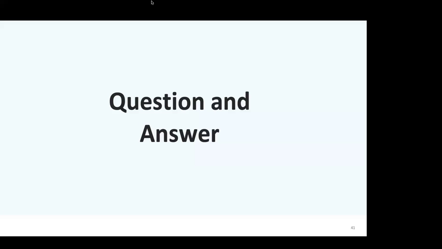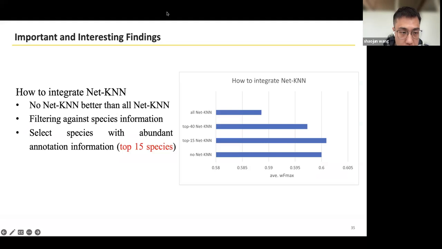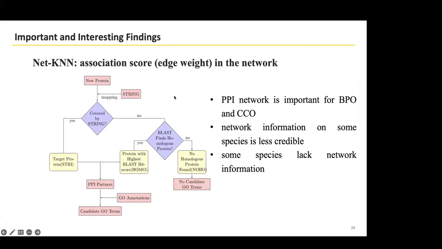Okay, so I have a question on the net KNN. You conclude that using net KNN for all species is worse. I wonder whether this is because you only use GO annotation from UniProt. Only a small set of STRING entries can be mapped to UniProt, and with only a subset of GO annotation.